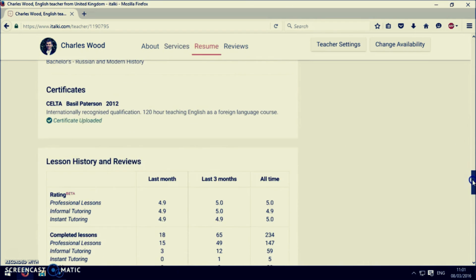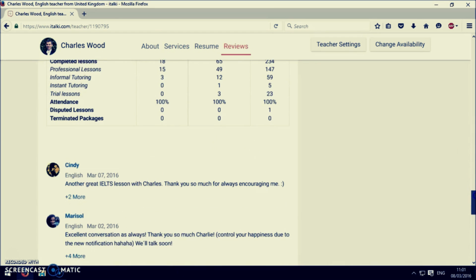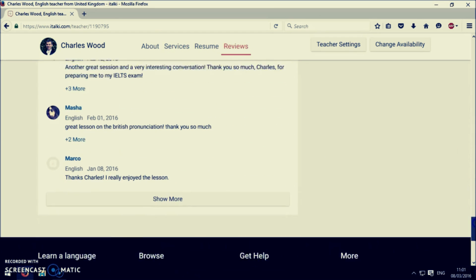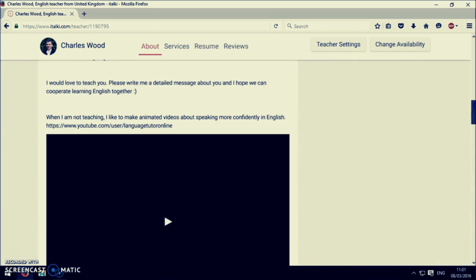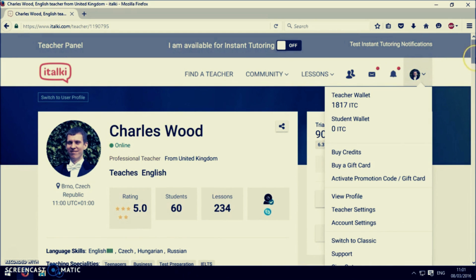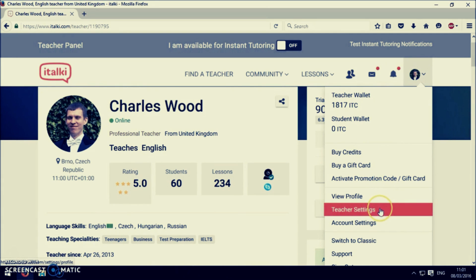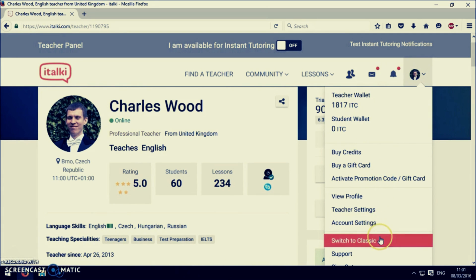And you can read their CV, you can see their ratings and statistics. You want them to have high attendance, good ratings, and yeah. And then you can read reviews, what students have said, so that's quite good. And yeah, that's about it for the profiles. And then you can look at a few other things, teacher settings, account settings.